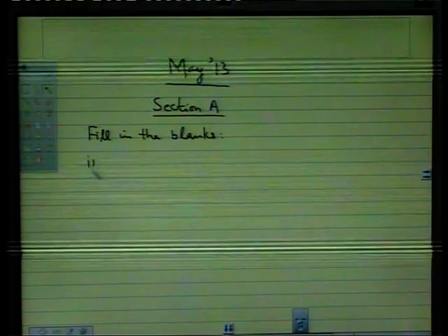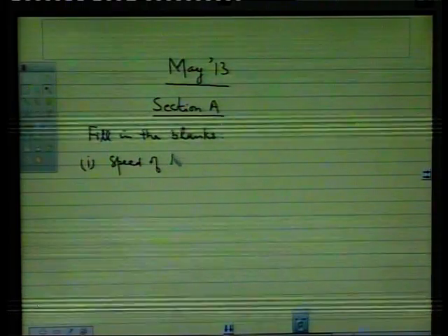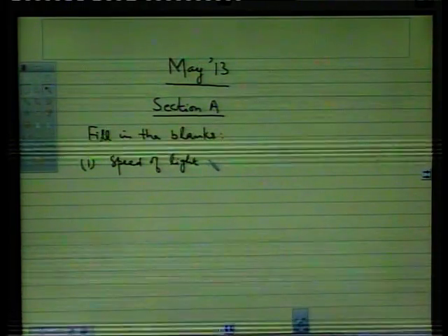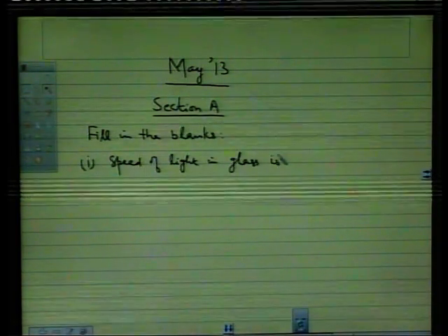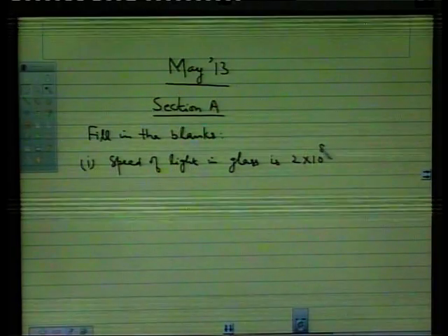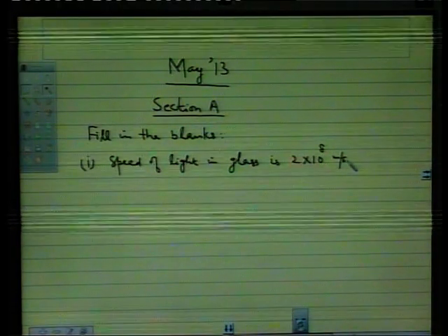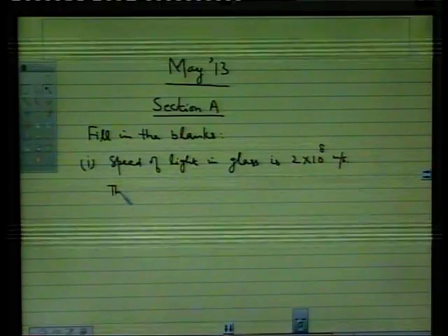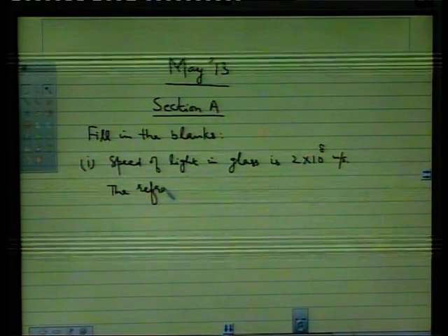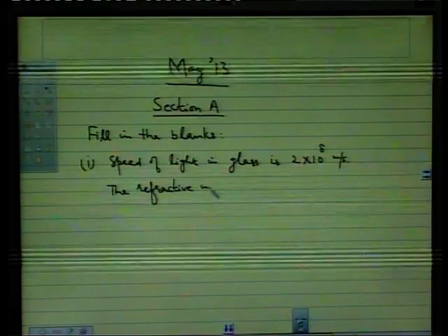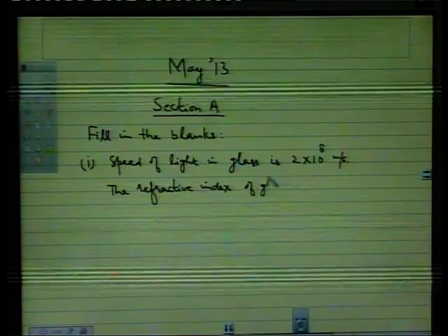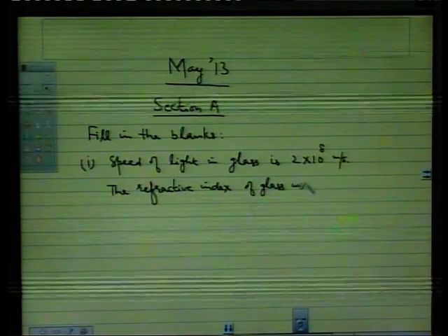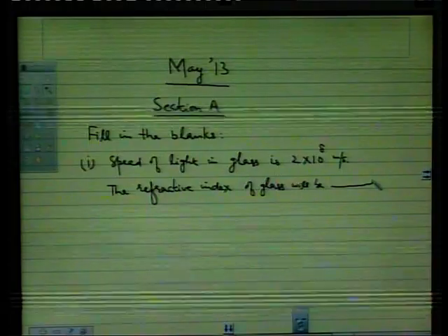The first question is: speed of light in glass is 2 into 10 the power 8 meter per second. The refractive index of glass will be dash.